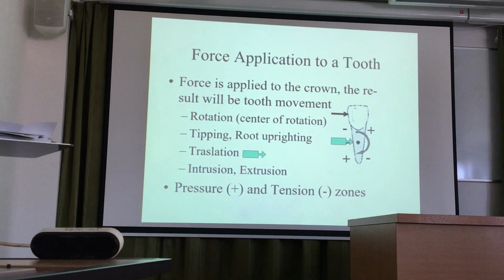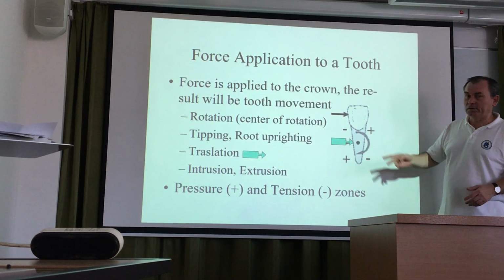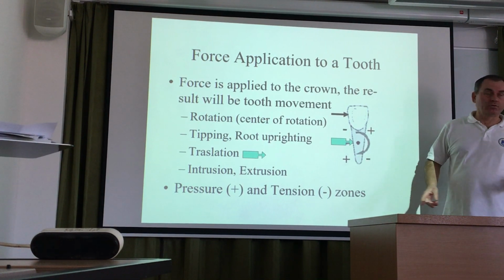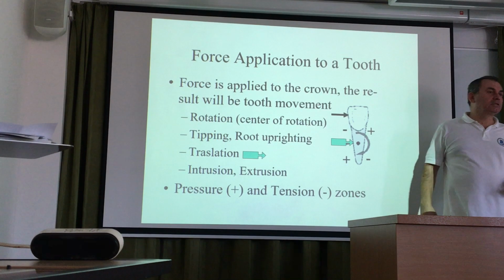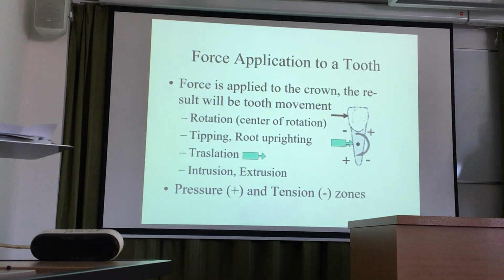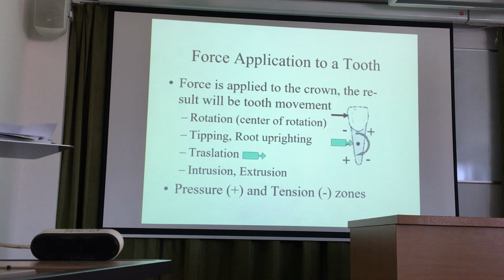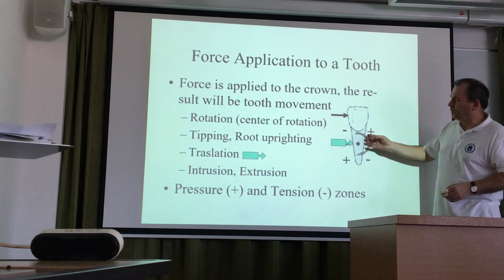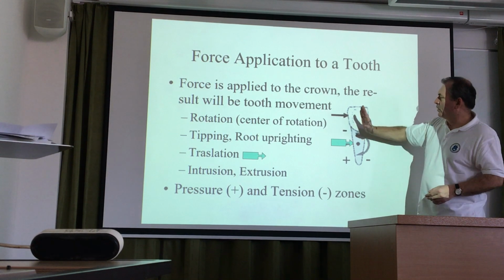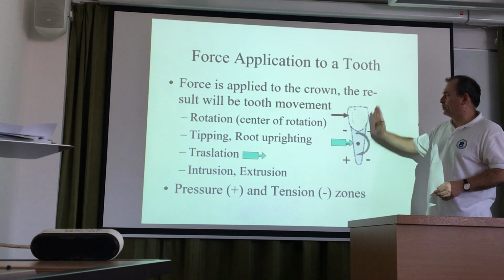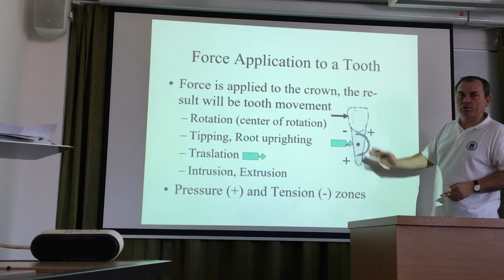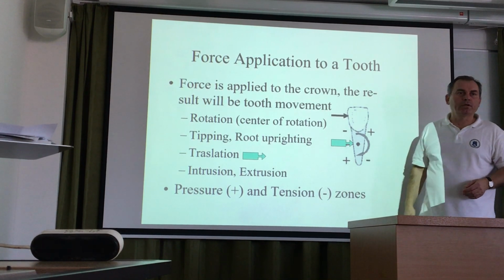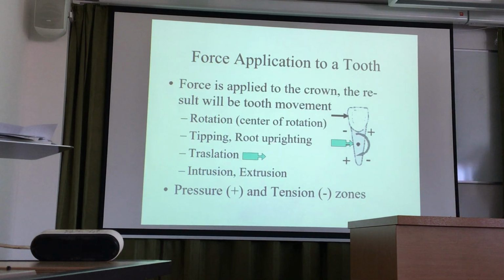You can see here the rotation, of course. Around the center of rotation, it could be axial, and it could be transverse axis of rotation. Okay, along transverse it is tilting, along axial it is rotating. And we have tipping and root uprighting movements as well. Of course, when it is tilted, you should upright the tooth to correct the vertical axis, to be more aesthetic, the crown and the appearance of the crown.